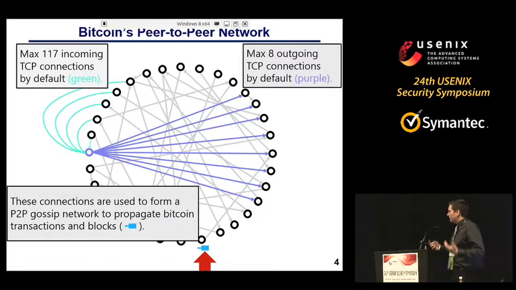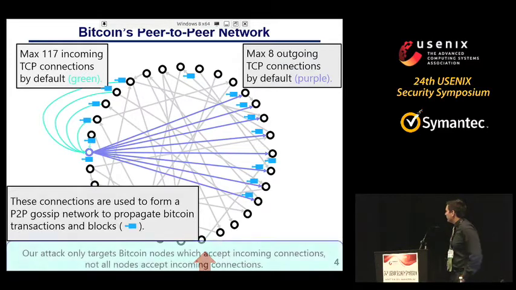These connections, these edges, are used to gossip transactions and blocks, where blocks are a special type of aggregation of transactions. And for blocks, I'm using this blue square icon. So you can see that someone discovers a block, and they spread it through the network, and the blocks flow across these edges, and they can flow in both directions. Our attack is only going to look at nodes that accept incoming connections. Not all nodes accept incoming connections. Some wallets, some nodes behind NATs do not accept incoming connections.